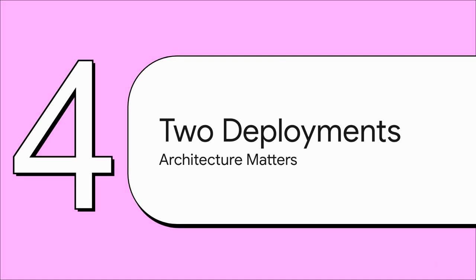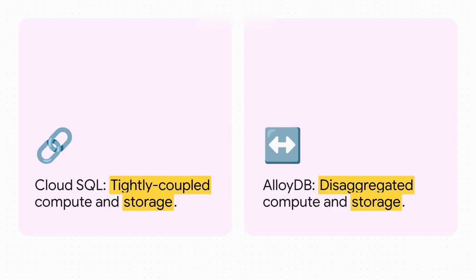So how on earth do these two services get such wildly different results? It all comes down to the way they're built. Their underlying architecture is just fundamentally different. And the absolute key difference is right here. Cloud SQL uses a traditional model. The compute, so the brains of the operation, and the storage, where the data lives, are tightly coupled together. AlloyDB, on the other hand, just completely separates them. It disaggregates compute from storage.